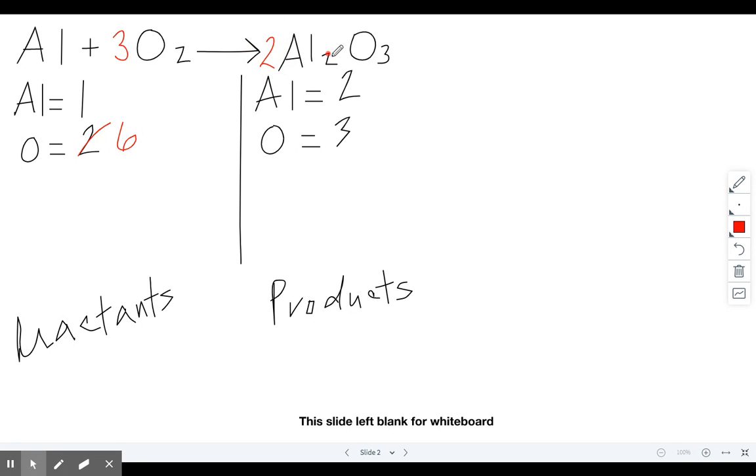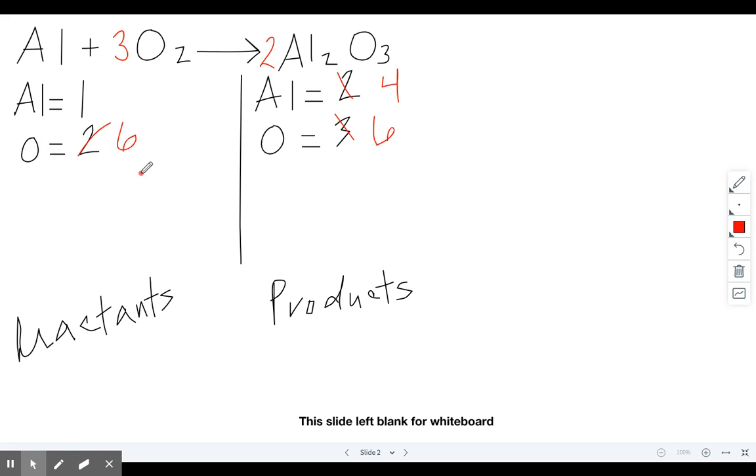Okay, so it always goes in the front. Remember, you cannot put your coefficient in the middle. Coefficients always go in front. So instead of 1 molecule of Al2O3, now I have 2 molecules of Al2O3. And then we want to distribute it. So 2 times the 2 you started with gives you now 4 atoms of oxygen, and 2 times the 3 gives me 6 atoms of oxygen.